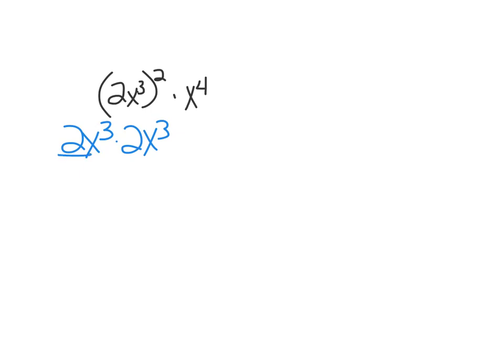So you would have 2 times 2 is 4, and x to the third times x to the third is x to the sixth. Again, we could go back and apply that same property. 2 squared is 4, and x to the third quantity squared is x to the sixth. When you have a power raised to a power, you multiply the numbers. Now that we have cleaned that up and simplified it, we're going to bring down our x to the fourth.